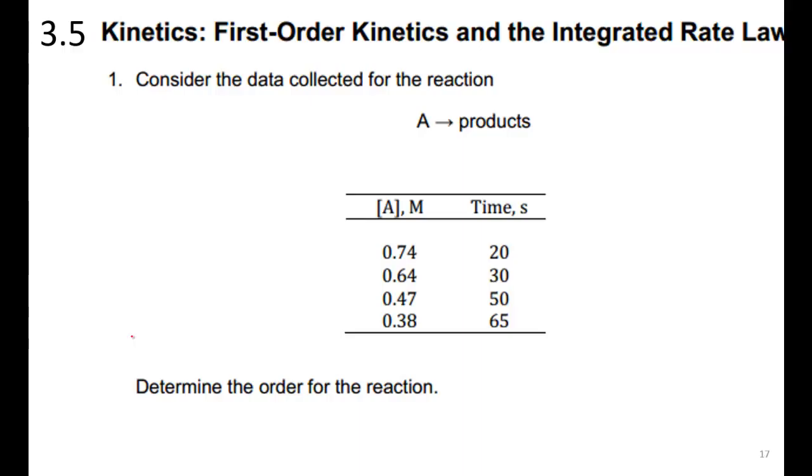Okay, so let's say I was given this data and I wanted to see what the order for the reaction is. The first thing I could do is take the natural log of these values and plot them versus time, and if I get a straight line, then I have a first order reaction. That's a test for first order.